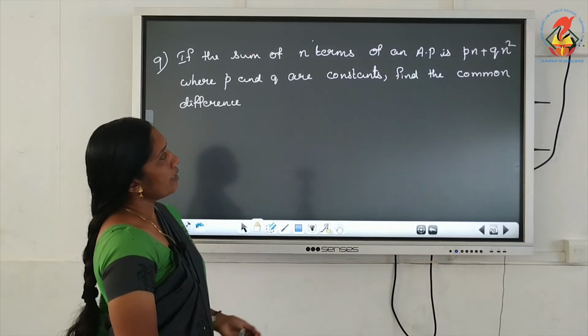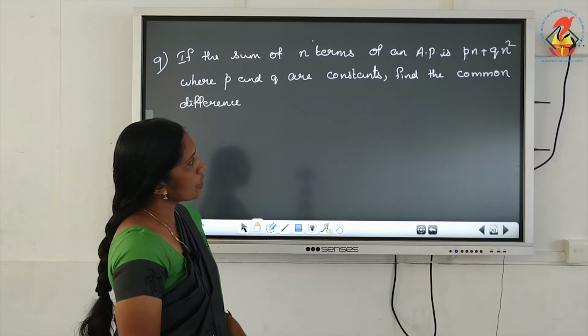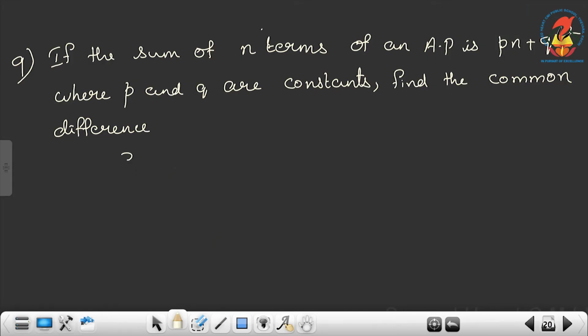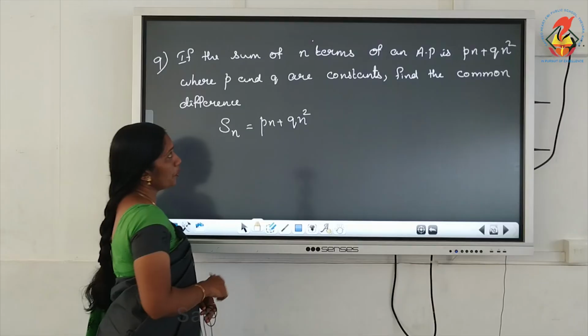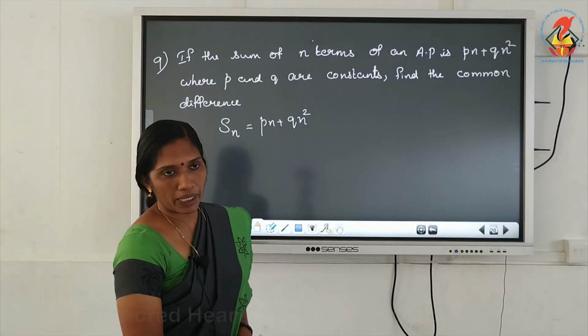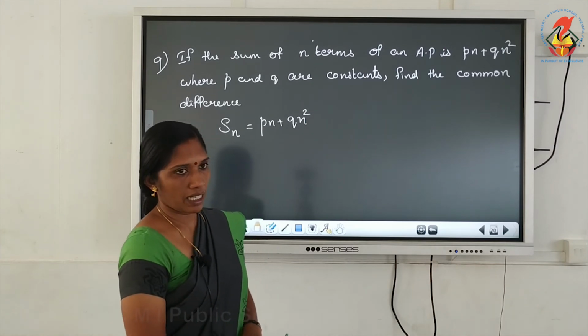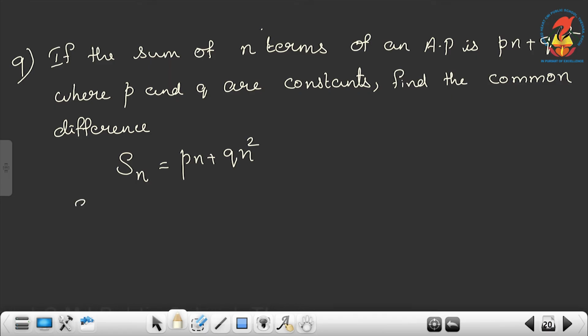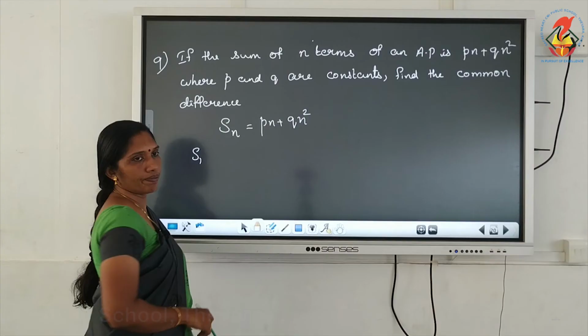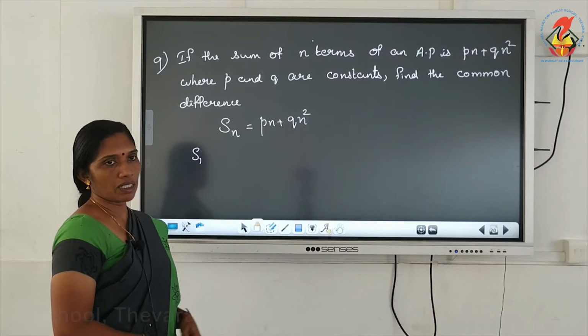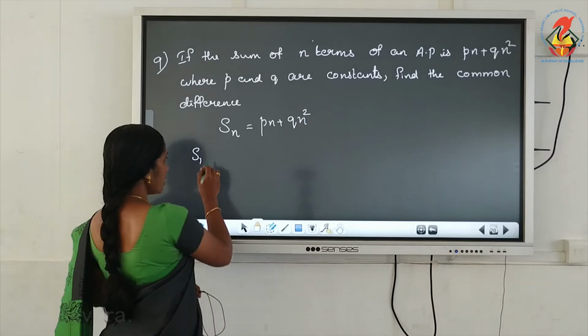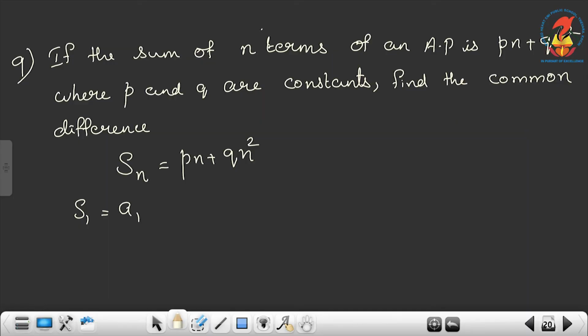If the sum of n terms of an AP is Pn plus Qn square, where P and Q are constants, find the common difference. So this expression represents Sn. Put n equal to 1. So that is the S1. What is the meaning of S1? Sum of first term. That is same as A1. Sum of first term means only one term is there.